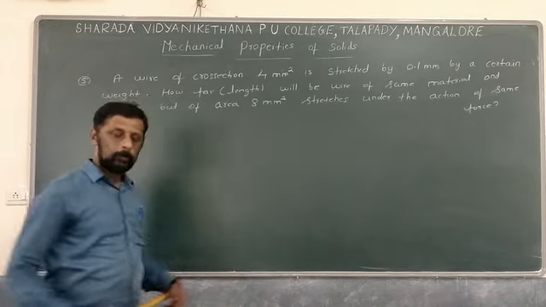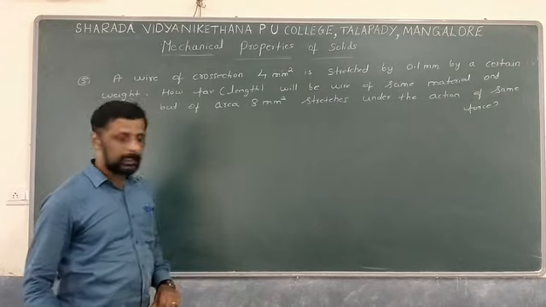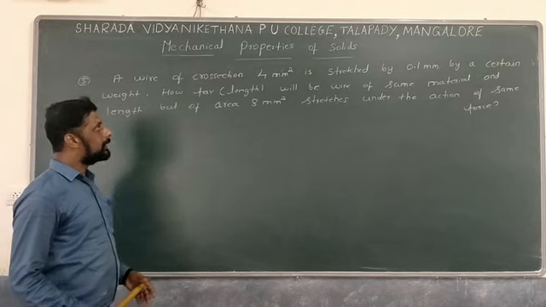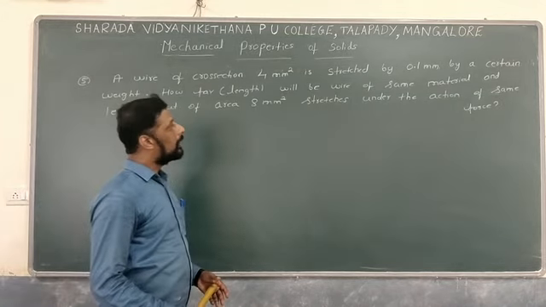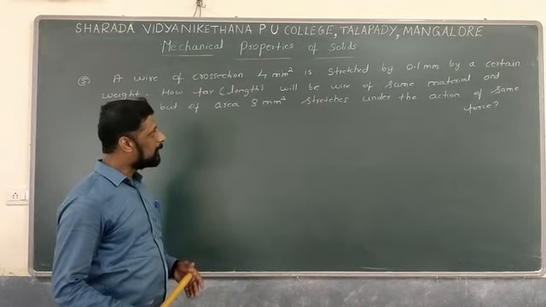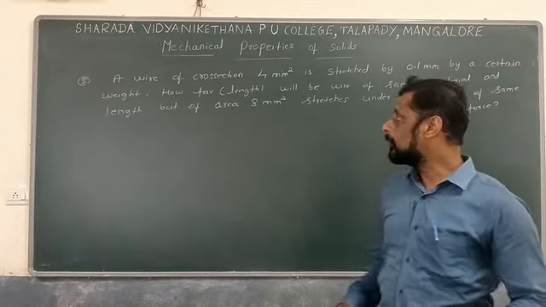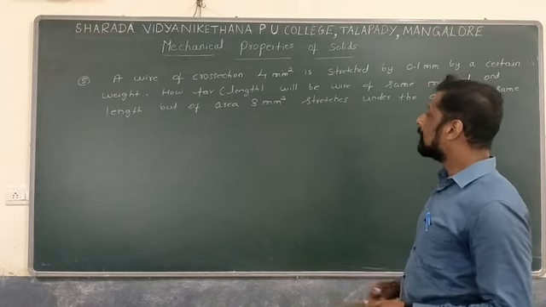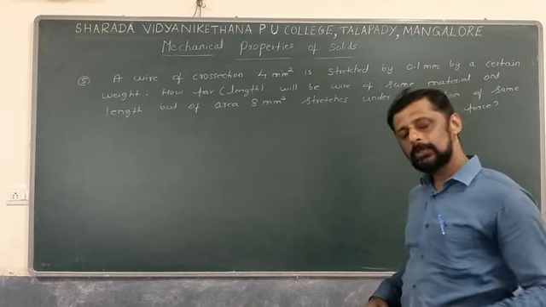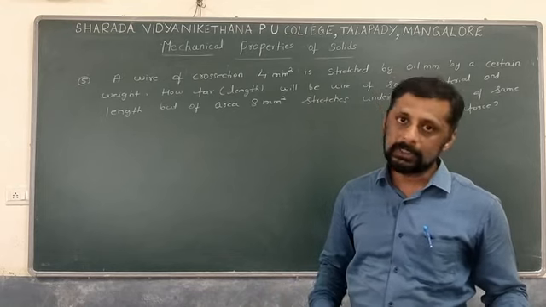Students, take this problem as homework. So a wire of cross section 4 mm square is stretched by 0.1 mm by a certain weight by applying some force. How far its length will be increased if the wire is made up from same material but of area 8 mm square stretches under the action of same force? So there is another wire but having the area of 8 mm square. It is also made up from the same material. It is also acted upon by the same force. Then what will be the elongation produced in the wire?